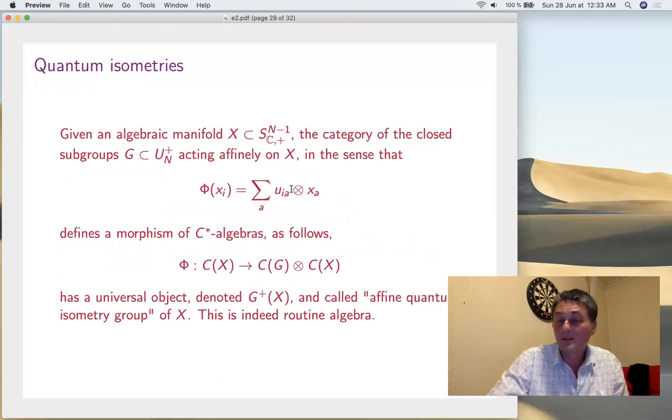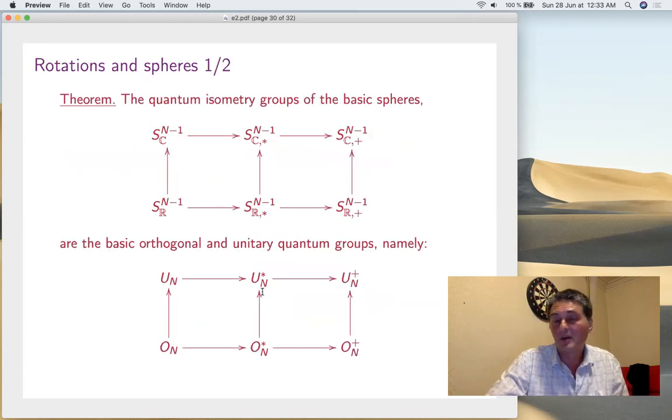Now, quantum will do exactly the same thing. Given an algebraic manifold here in the free sphere, meaning that it comes from some polynomial relations, we take all the quantum groups acting on it in the sense that you have such a coaction map like this. And if you do a bit of algebra, it is not difficult. You see that there is a universal object in this category, and that's your quantum affine isometry group, denoted G plus of X. So classical is G of X, and the quantum isometry group is G plus of X. It's bigger.